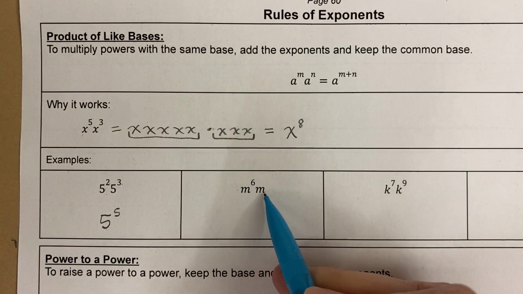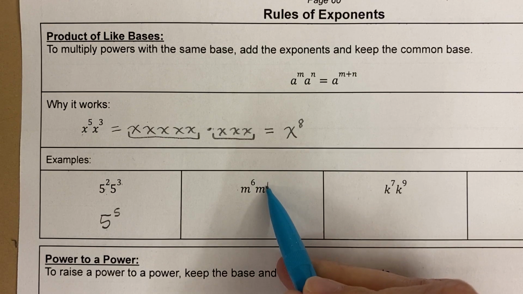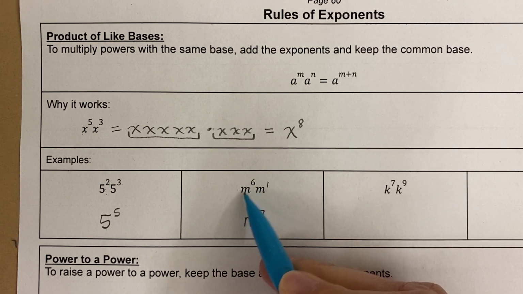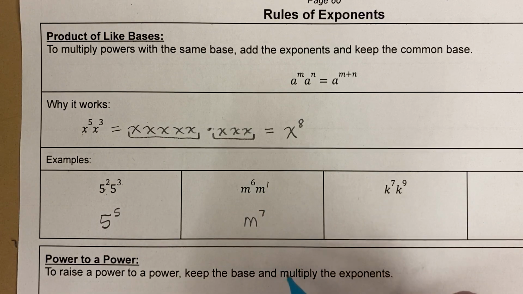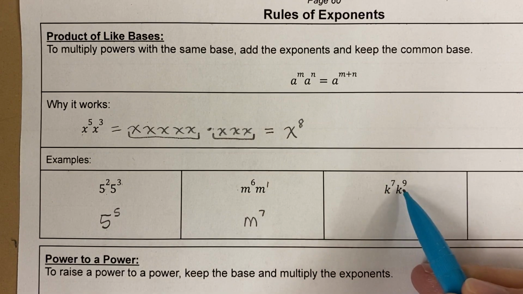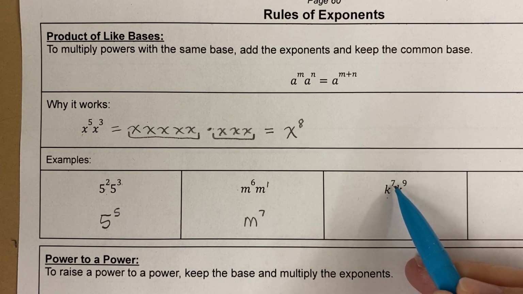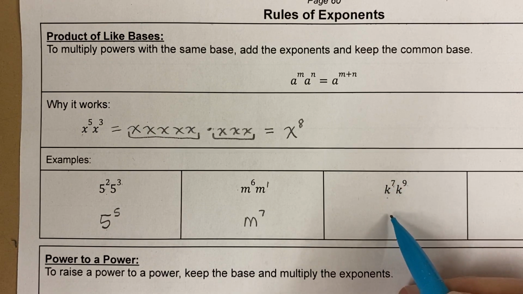This is m to the sixth times m. You can think of it as an exponent of 1 right here and go ahead and add it. Or you can think of it as, oh, I'm multiplying 6 m's. Oh, and 1 more. Here, this would be really annoying to write out 7 k's and 9 k's, but we don't have to. We know that we can just add the exponents in this situation.